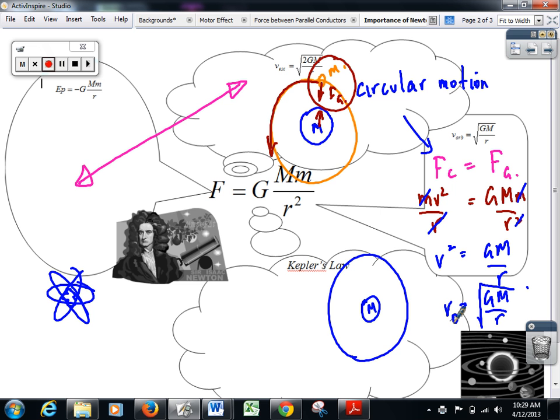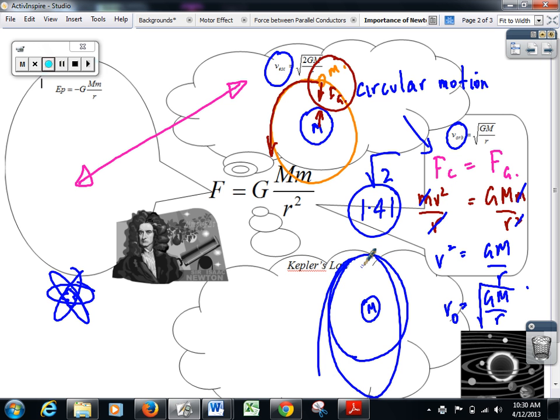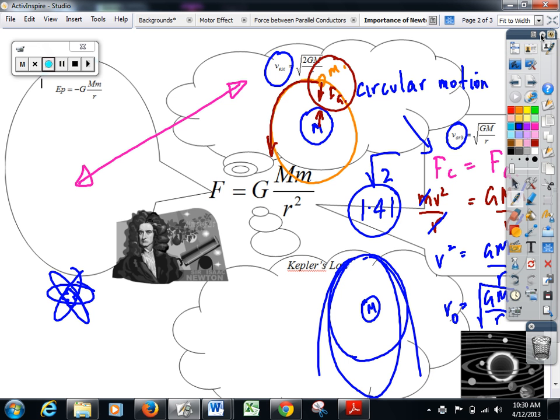And as we increase between the orbital velocity and the escape velocity, the difference between them is a factor of root 2, which is 1.41. As we increase our orbital velocity by a factor of 1.41, we get more of an elliptical orbit until eventually at root 2 times the orbital velocity, we will achieve escape velocity. So we are left with Kepler's law.